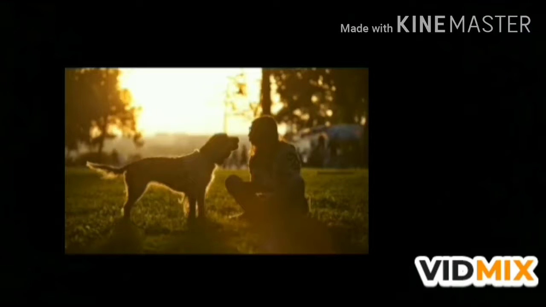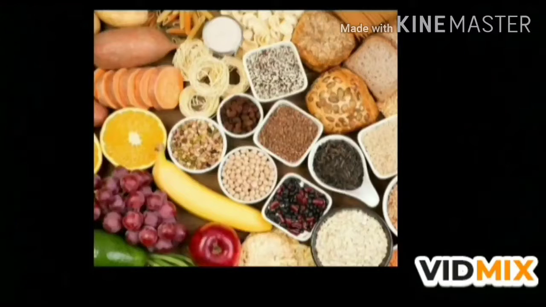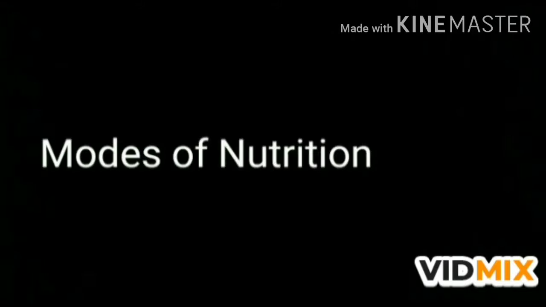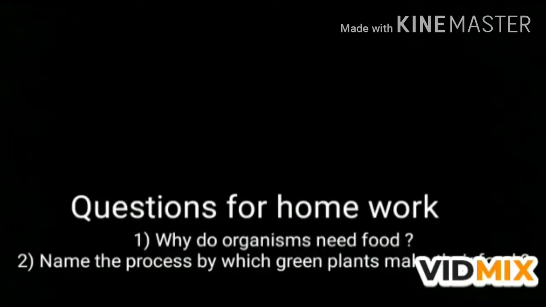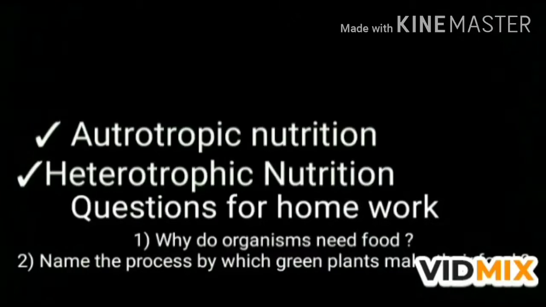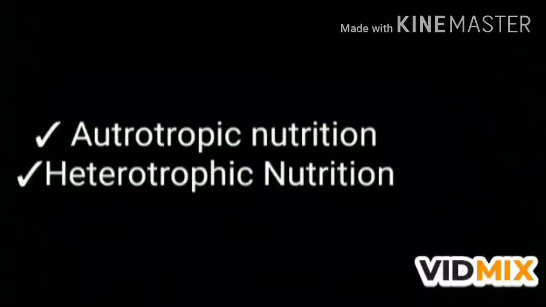Now, in living organisms, food is the basic source of energy. Therefore, it is very important to know how different organisms get their food. Based on the food habits, the modes of nutrition in living organisms are divided into two categories. Can you guess? Exactly. They are autotrophic nutrition and heterotrophic nutrition. This we will study in the next lecture.